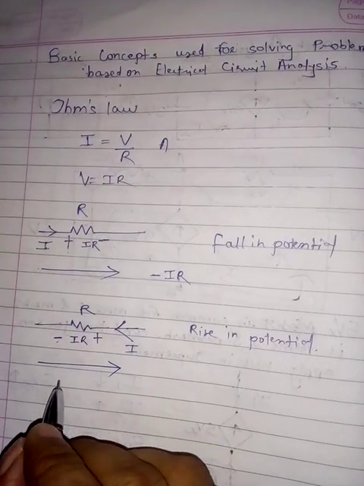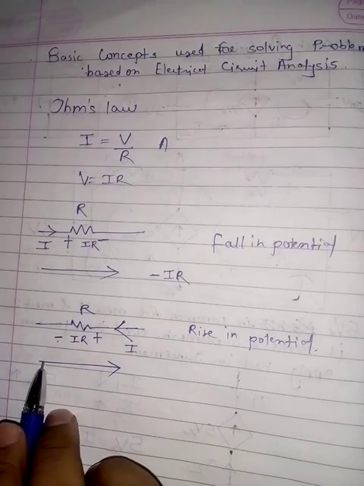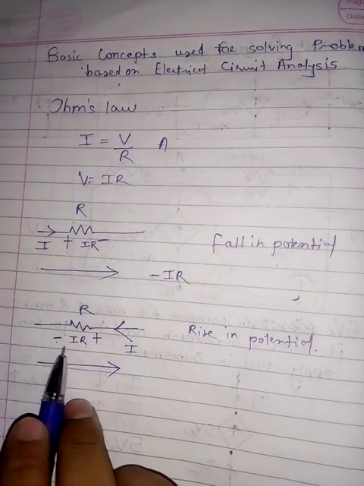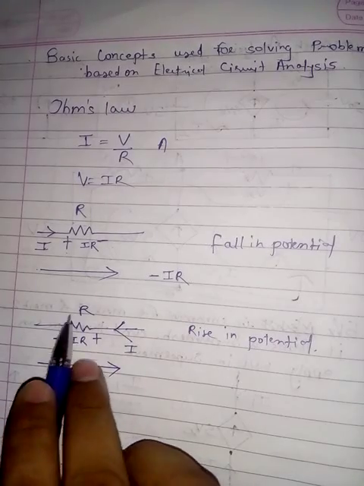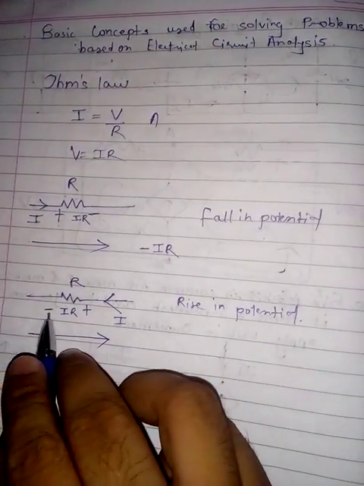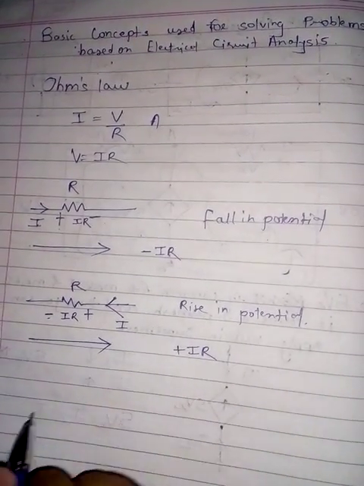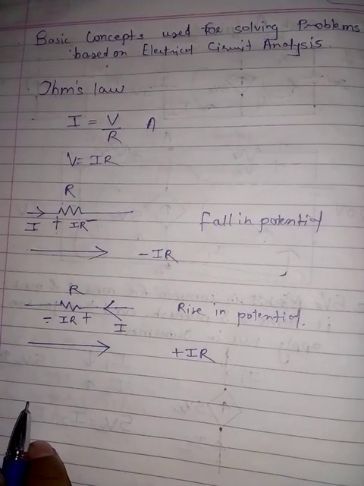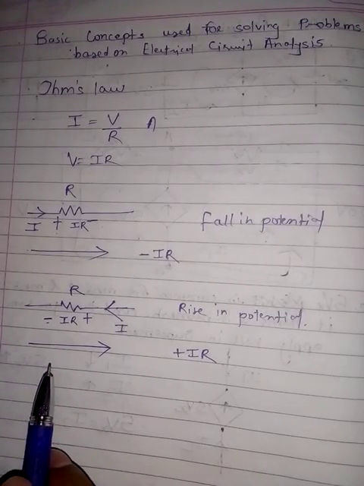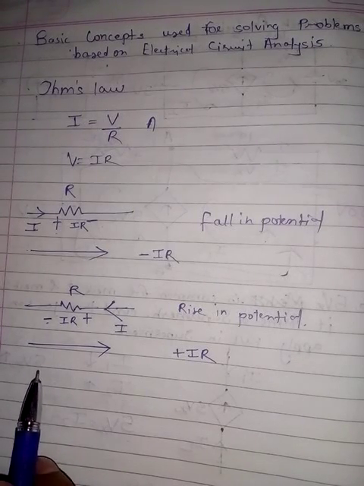That's why whenever we are applying KVL in this particular direction, we have to write the equation for this particular resistor as negative to positive, plus I into R. We came across such situations while solving mesh analysis problems while applying KVL.